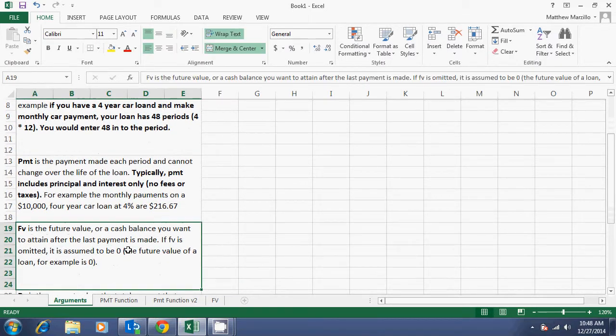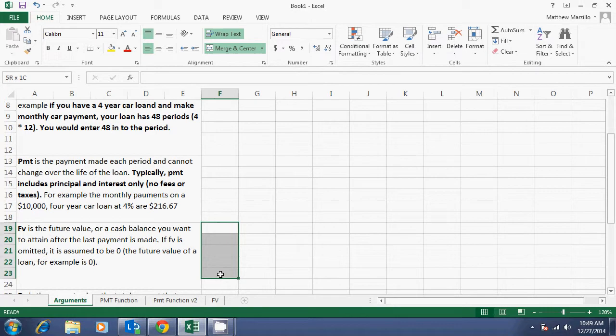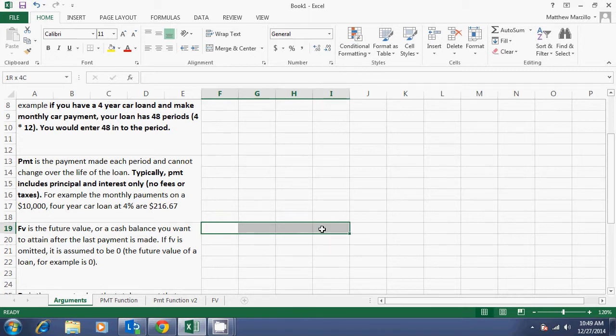FV is the future value, or the cash balance you want to attain after the last payment is made. If FV is omitted from the function, it's assumed to be 0. And really, to be honest, every time I've ever used this, FV is always going to be 0, right? If you take out a loan, your future value, your goal is to get it to 0. I can't think of a time that I've used this where I've used a non-zero future value, right?